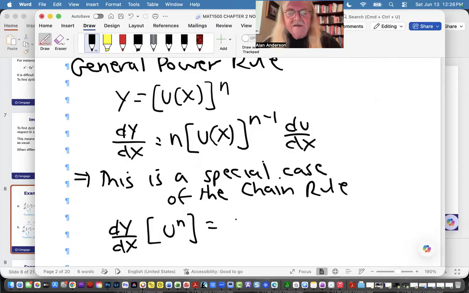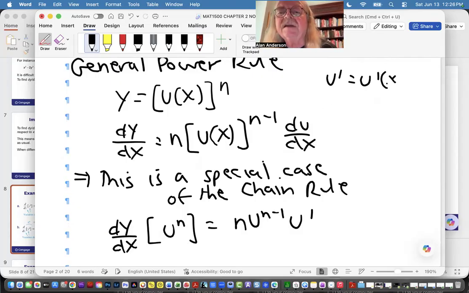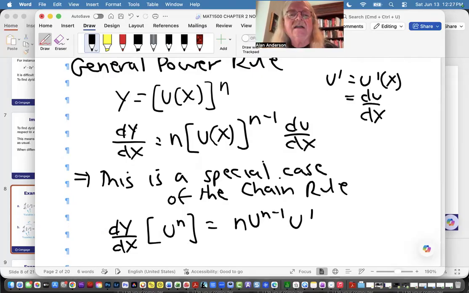I'm not that crazy about it, but it means the same thing. So in other words, don't forget u prime is the same thing as u prime of x, which is the same thing as du dx. I kind of like this setup up here, but they often use this approach. So we have to keep our eyes open for it.